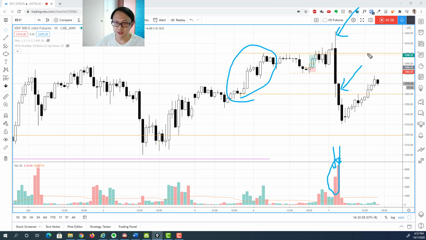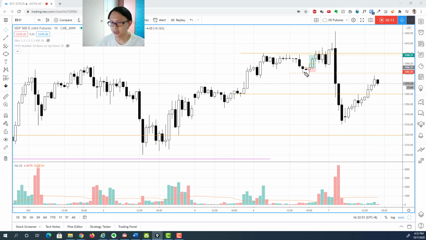And I believe that's triggered by the news about Trump ending negotiations with the other party about the COVID-19 relief, so that everything will be on hold until the election is over. So I think that's the news that actually triggered a huge sell-off here.